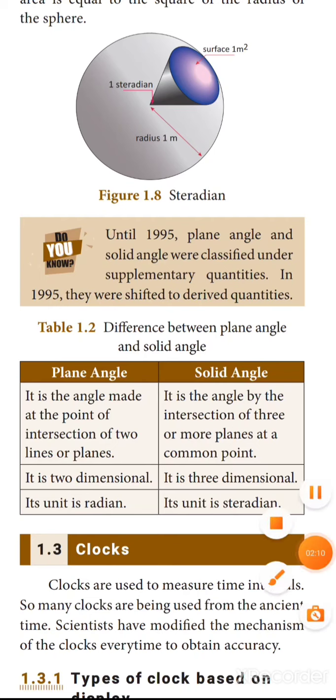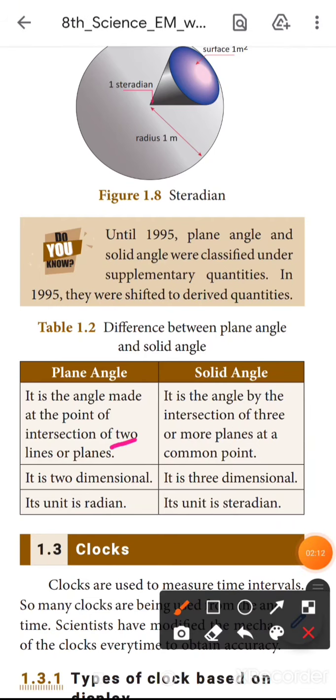The main word is 2. Here it is the angle by the intersection of 3 or more planes at the common point. It is 2-dimensional. It is 3-dimensional. Its unit is radian. Its unit is steradian. Okay, do you understand? The solid angle and plane angle are derived quantities.